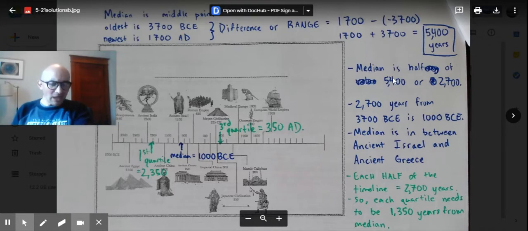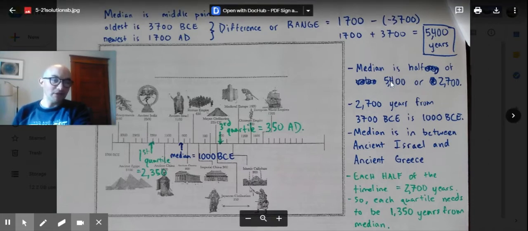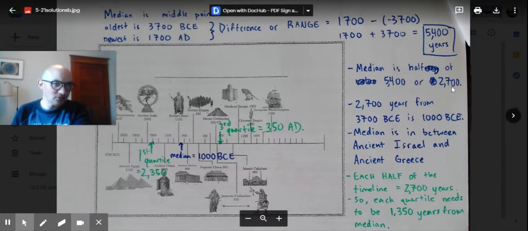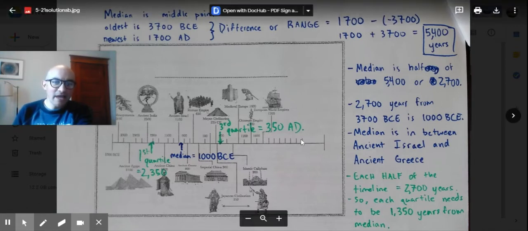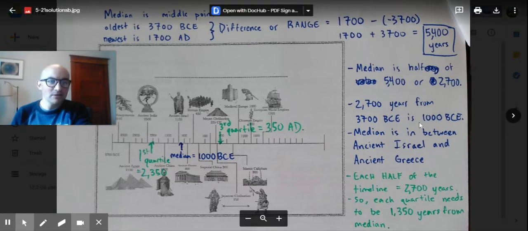And I can either calculate this, I can divide 5,400 by 2 to give me my halfway point, or maybe I can see it visually. In this case, I just divided it by 2, and I got 2,700. So 2,700 years from this endpoint is the median, and 2,700 years from this endpoint is the median.